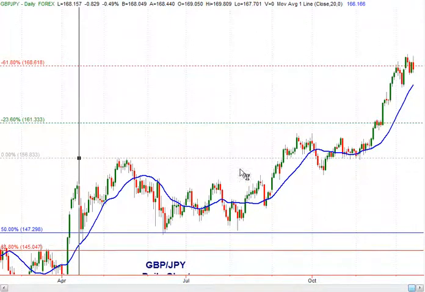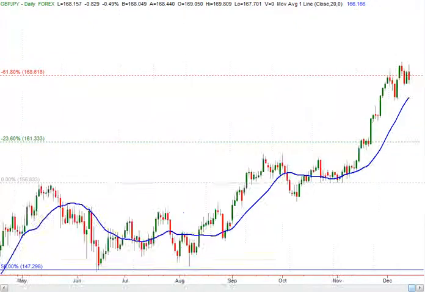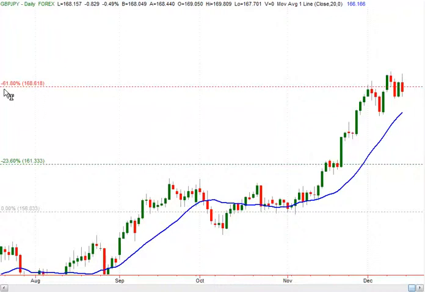I've been advising subscribers of my free newsletter that those would be the levels we would see. And actually 3 to 4 weeks ago we saw 161.30 and then 168.61, and we saw the profit taking as soon as we reached this level.